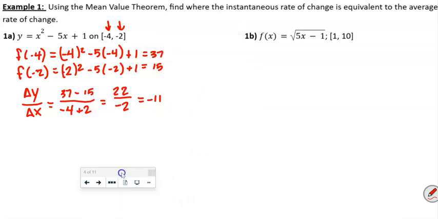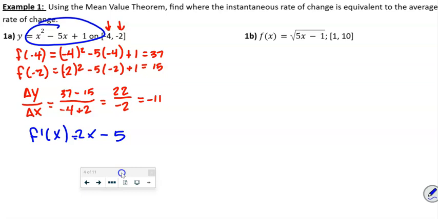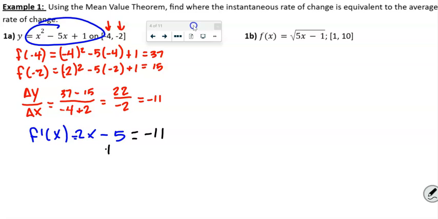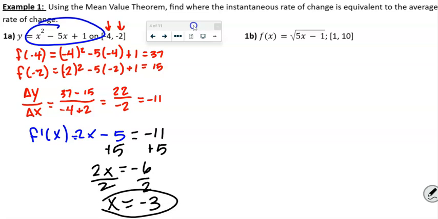Okay, now we're going to take the derivative of the function. So f prime of x is going to be 2x minus 5. Now we're going to set that equal to our negative 11, right? So what do we do next? We add 5 to both sides. So this is going to be 2x equals negative 6, and divide both sides by 2. So x here is going to be equal to negative 3.